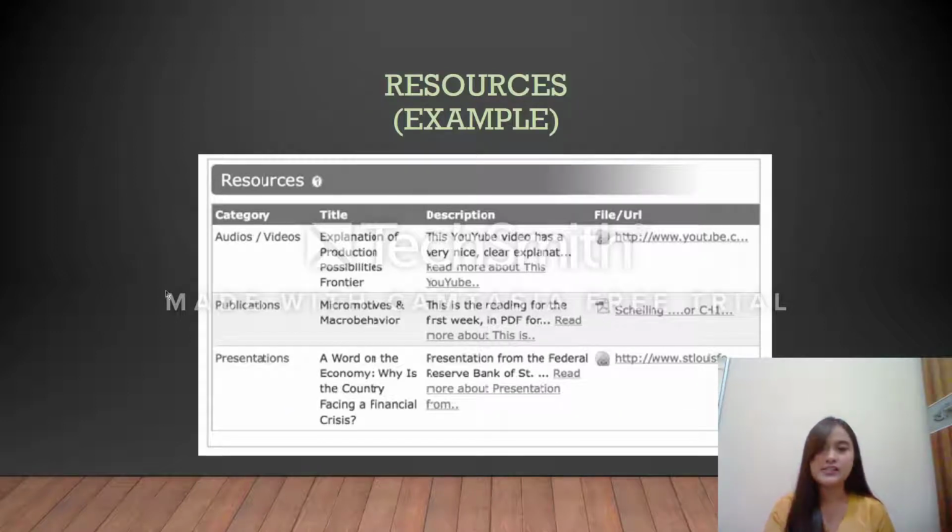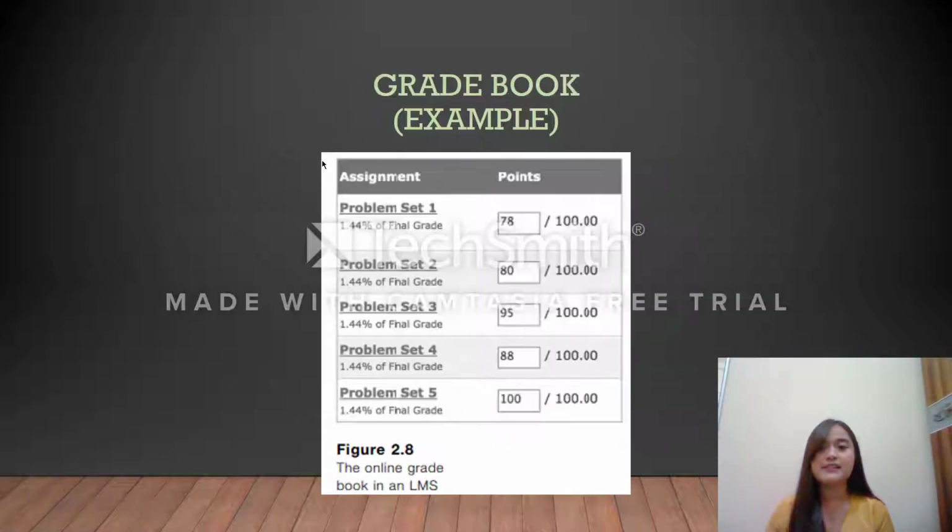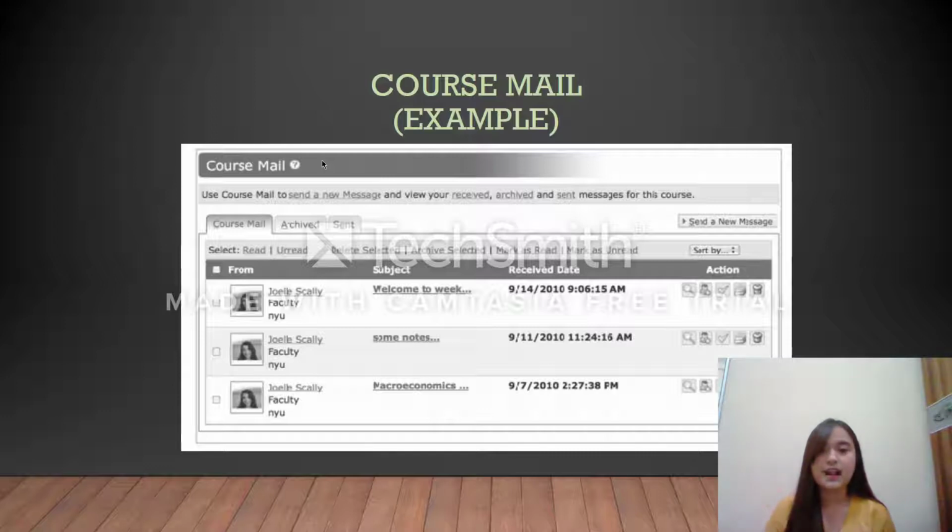The next is resources. Resources are digital course readings and references organized in sections. And the next is gradebook. Gradebook is to communicate grades and feedback to learners. It is a tool that displays students' attendance, participation, assignments, and so on. The next is course mail. This is an example of course mail. Course mail is to send important messages to students.